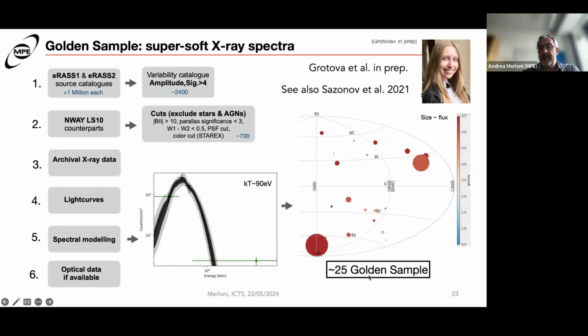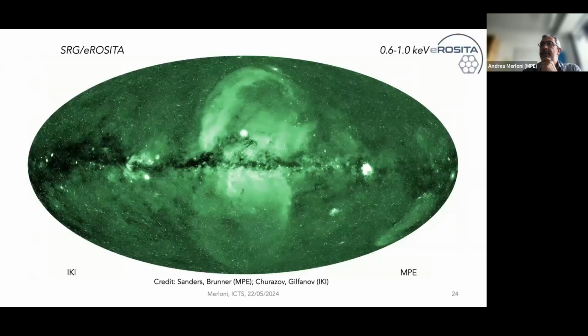These are the golden sample, for which we have X-ray spectroscopy and optical spectroscopy, so that we are 100% sure these are tidal disruption events. And this publication will come out soon. Okay, I'm going fast now.